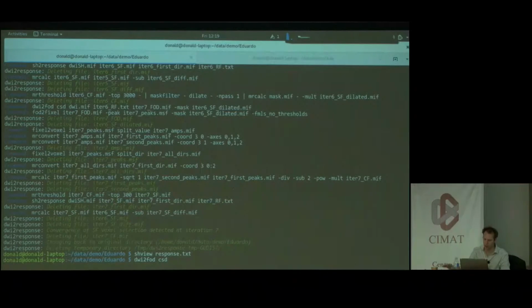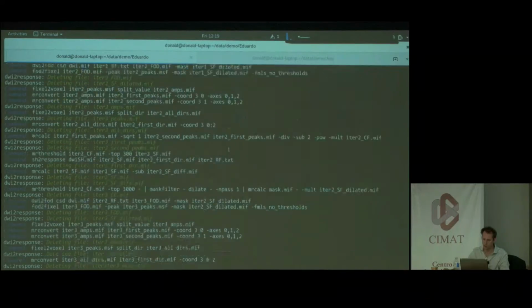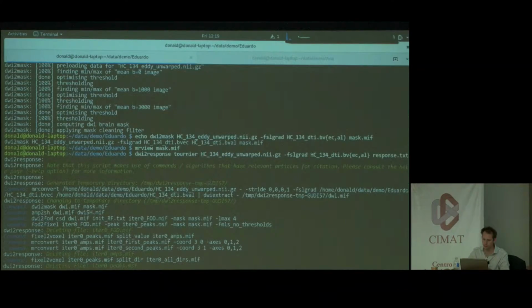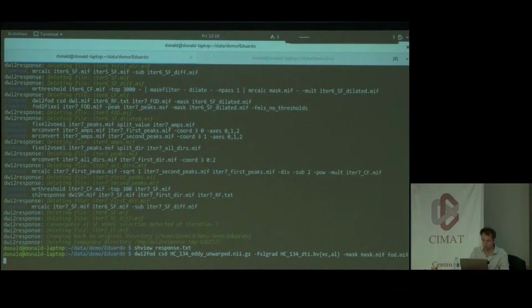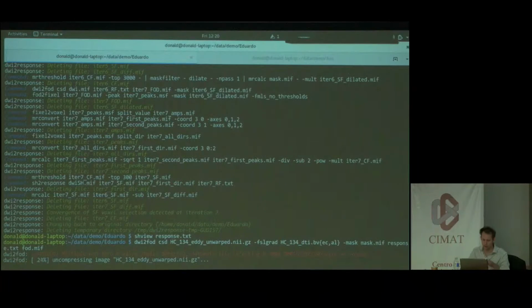So again, I'm just going to copy paste the whole bit that was there. And there we go. I want to use a mask that I set earlier because that makes things a bit quicker to process, and go for it. I've got to tell it the response. Off we go.